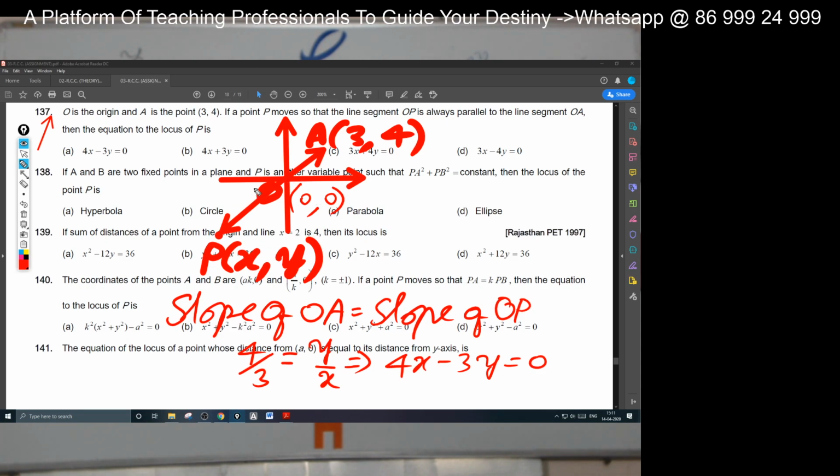I hope you understand that. So the answer is first option, 4x minus 3y is equal to 0. Just see the working there, very simple working. Slope of OA is equal to slope of OP because they are given to be parallel, and hence their slopes are equal, or you can even apply the area of the triangle. You can say the area of the triangle is 0, and you can work out.